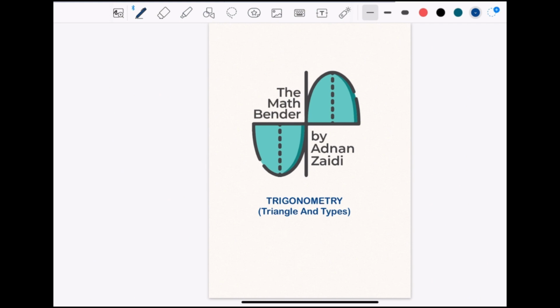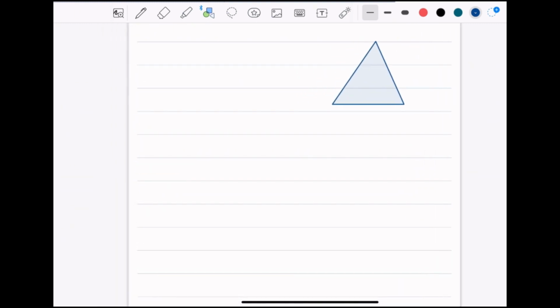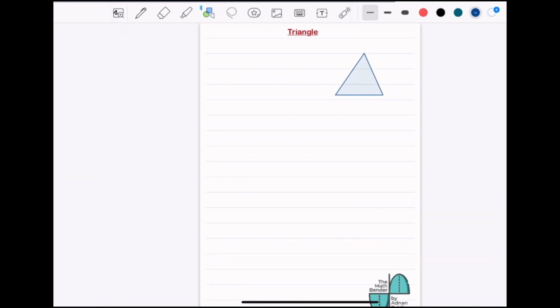In this session, we'll discuss basic trigonometry, which means triangles and some of the types of triangles. We'll start now. A basic triangle is a closed three-sided figure, any three-sided figure, and it has to be a closed figure. So, a closed three-sided figure.